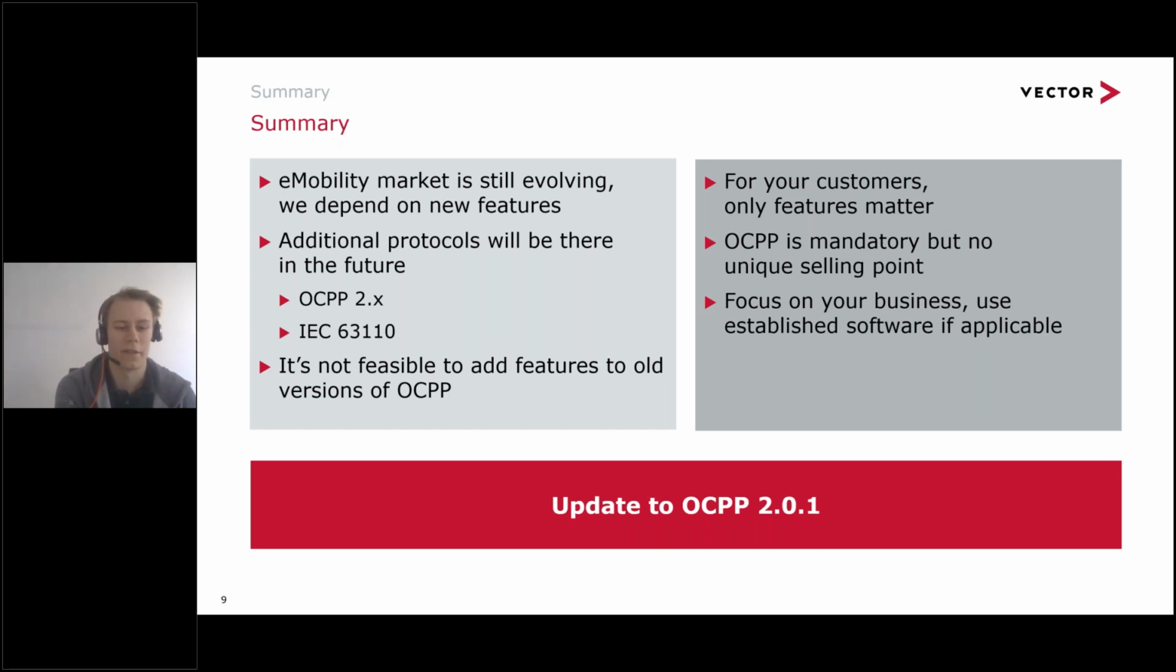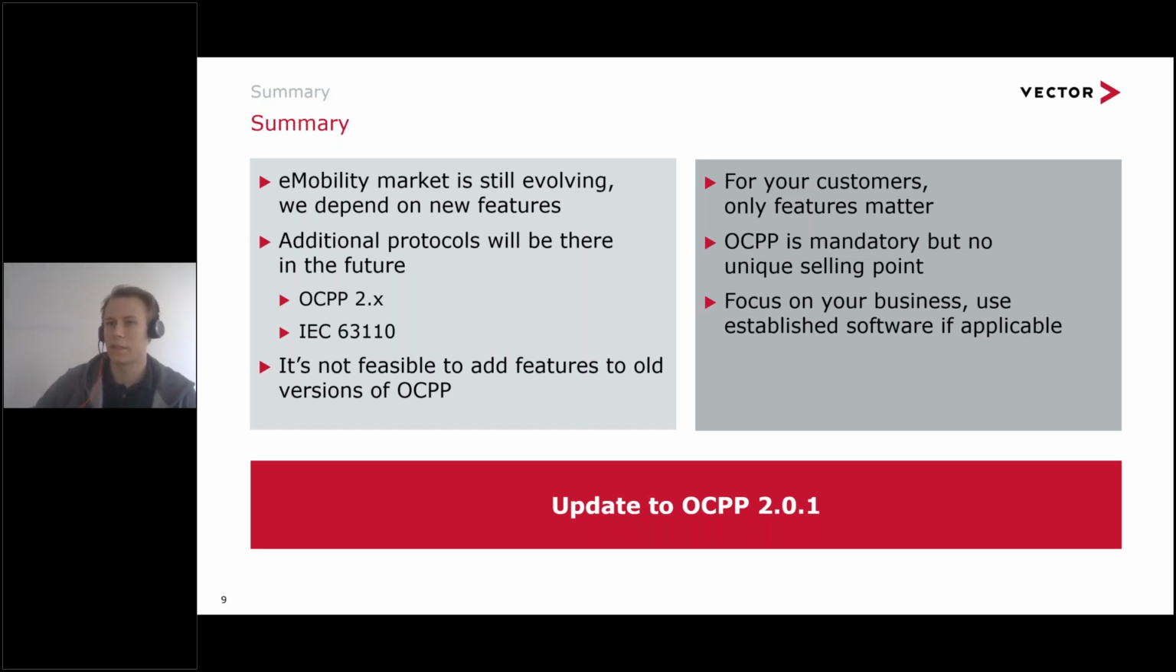There had been some efforts regarding OCPP 1.6, but it's very hard to add them without breaking anything or without making it hard to have a clear protocol. So for the customers, the OCPP version is not that important, only the features matter. So because of this, if you want to support new features, we have to upgrade to OCPP 2.0.1.